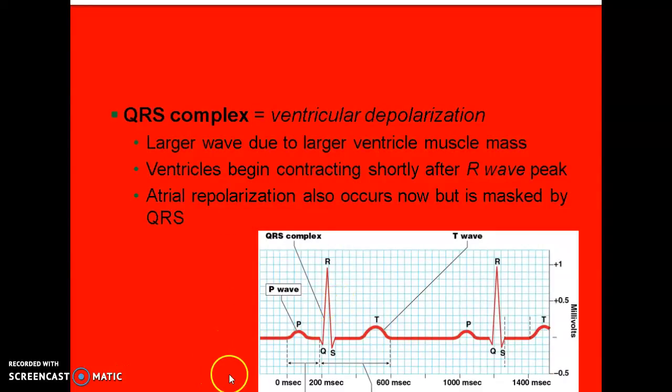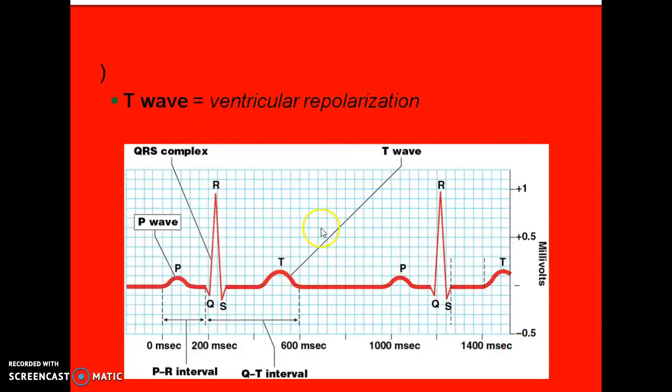The QRS complex is ventricular depolarization. It's larger because the ventricle is larger, and the ventricles actually begin contracting shortly after the R wave peak. And this large peak is not allowing us to see the repolarization of the atria. We do, however, see the repolarization of the ventricle with that T wave here.